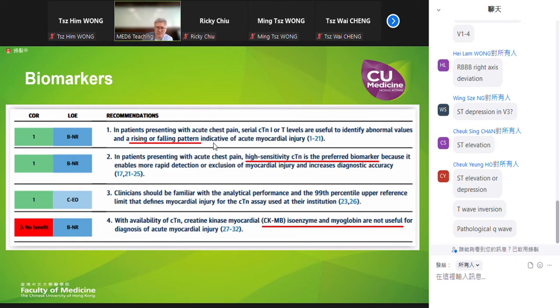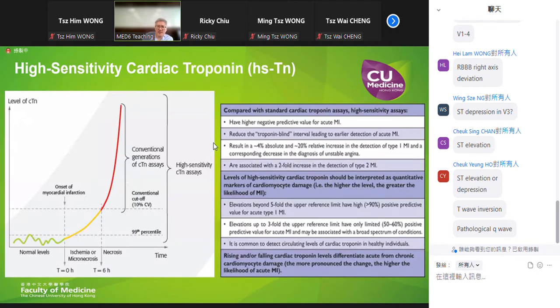Okay. So the difference I mentioned is that high sensitive is more sensitive than the normal, and it elevates much earlier. If a patient has ischemia, then it probably rises very early compared to a standard troponin, which goes up much later. So you are able to detect MI much earlier at a much lower level.